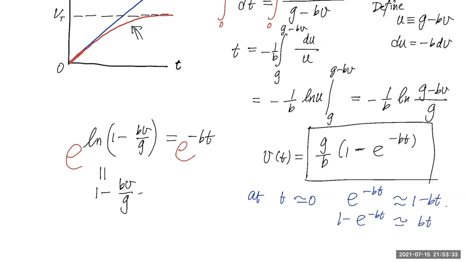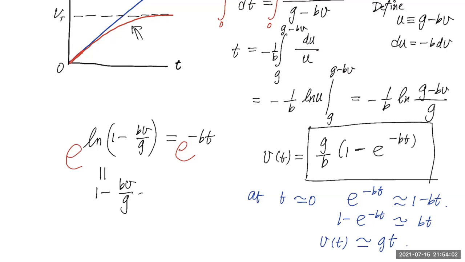And therefore, v of t is roughly equal to what? g over b times bt, so gt, right? That makes total sense because when t is very short, v is very small, so there is very little air resistance, which is proportional to v, and therefore the acceleration is essentially g, and therefore the speed is roughly gt. But that starts to change when time progresses, when v becomes so large that you cannot ignore air resistance anymore.